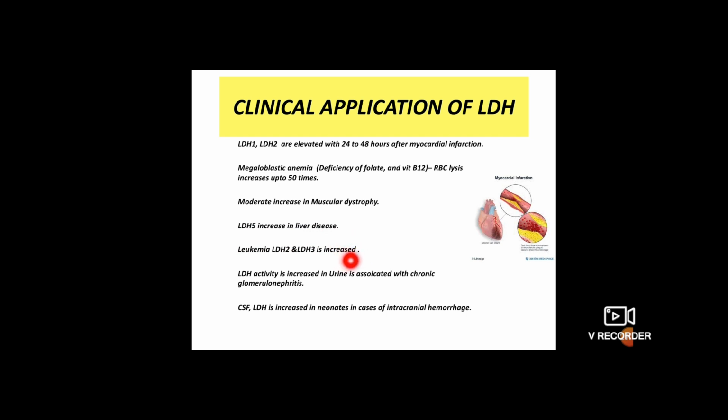And in the kidney, LDH is increased in the urine. Mostly it won't be coming in the urine, but in the case of kidney, that is chronic glomerulonephritis, LDH is also increased. And then in the hemorrhage in the neonates, that means in the babies, cerebrospinal fluid, LDH is increased. So these are the main. We have seen that brain is also one of the carriers of the LDH, that means the location. So based on the location of these enzymes, so many types of disease we are able to diagnose with the single enzyme LDH.